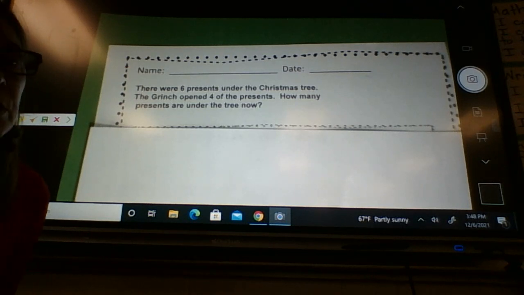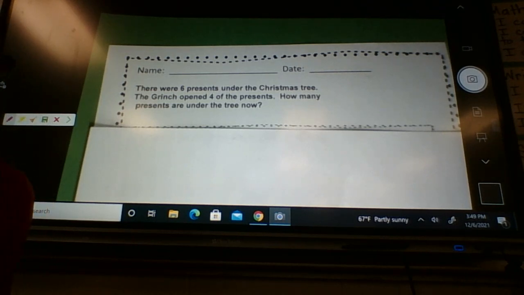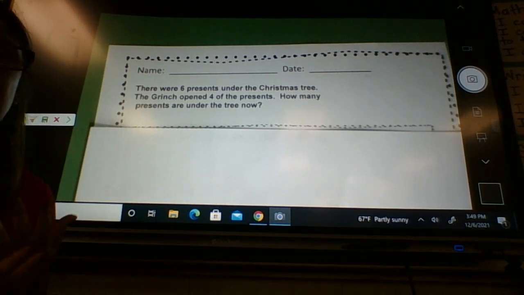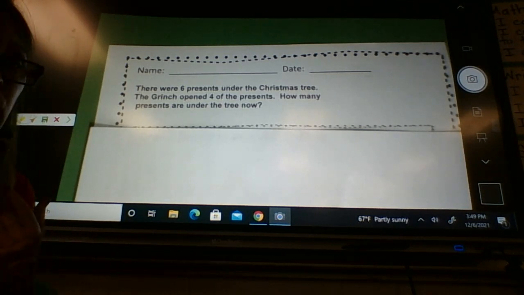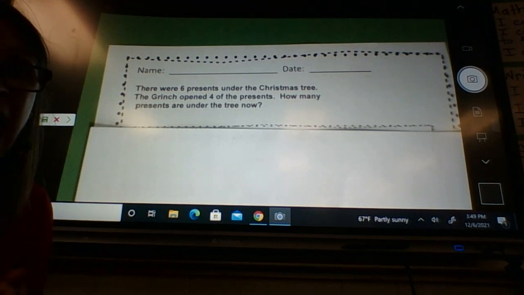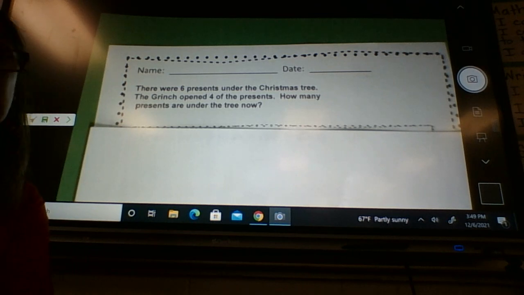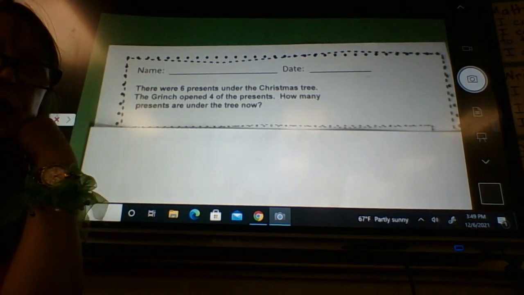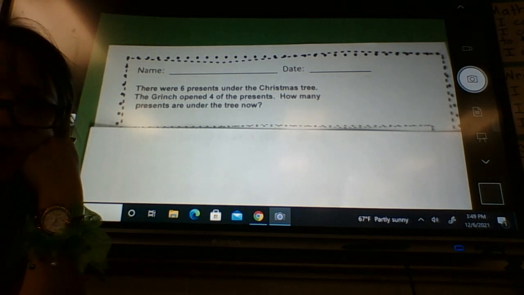This one says there were 6 presents under the Christmas tree. The Grinch opened 4 of the presents. How many presents are under the tree now? So we got to think, what happened in the story? Well, we had 6 presents under the tree. And what happened? The Grinch came and opened 4 of those presents. So we got to think, are we going to have more or less than 6?